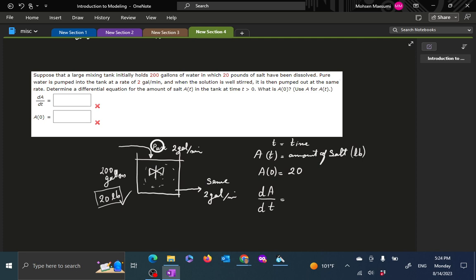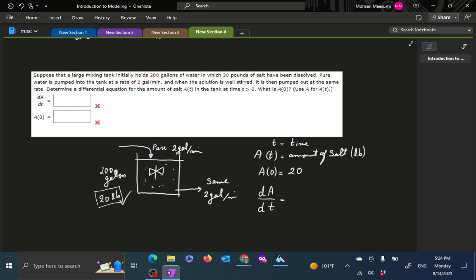If it was salty water coming in, we would need the rate of water coming in, and we also need the concentration of the salt that is coming in. So if instead of pure water we had salty water, say 0.1 pound per gallon, we will multiply that 0.1 pound per gallon with 2 gallons per minute to figure out how many pounds of salt come in every minute. So we have two components.